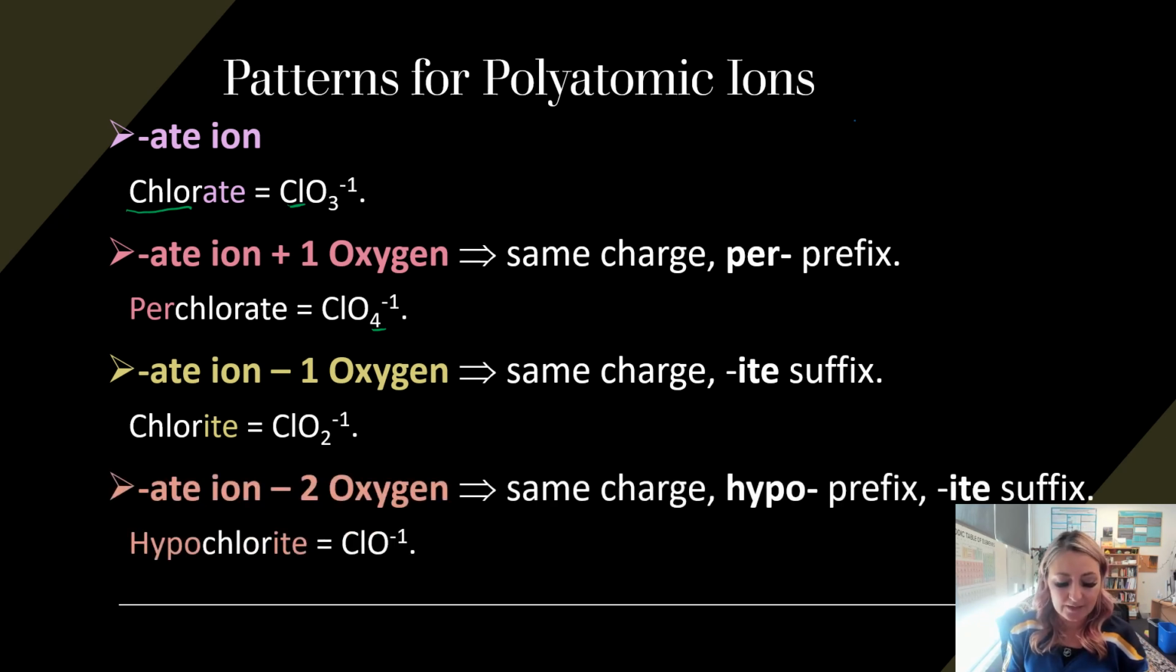And finally, if we have our original base -ate ion chlorate and we take away 2 oxygens, again the charge is the same for all of these, but we're going to put a hypo- prefix along with our "ite" suffix. So both the -ites are showing a decrease in oxygen. So ClO, or it'd be 2 less than the original base, would be hypochlorite.